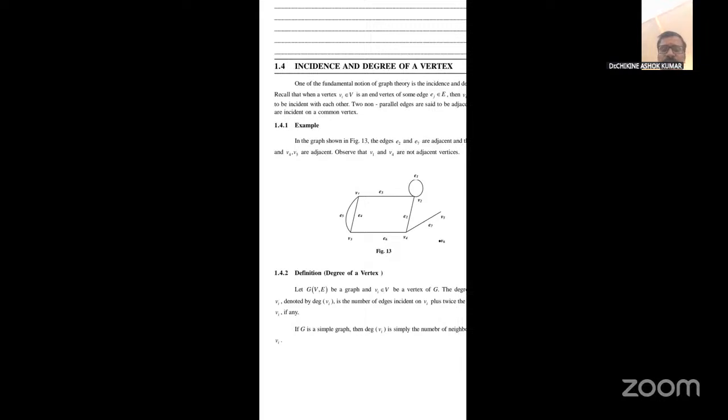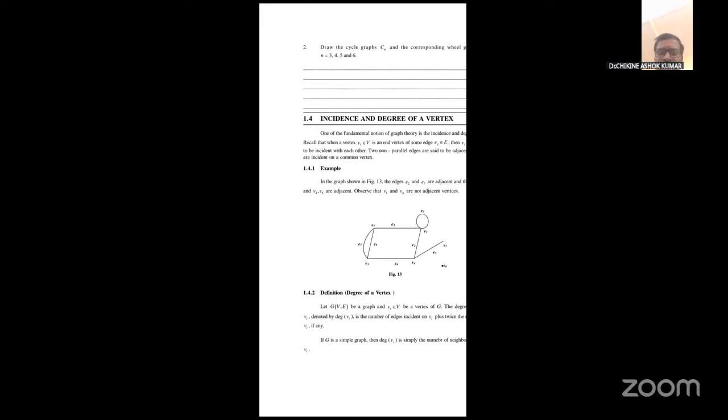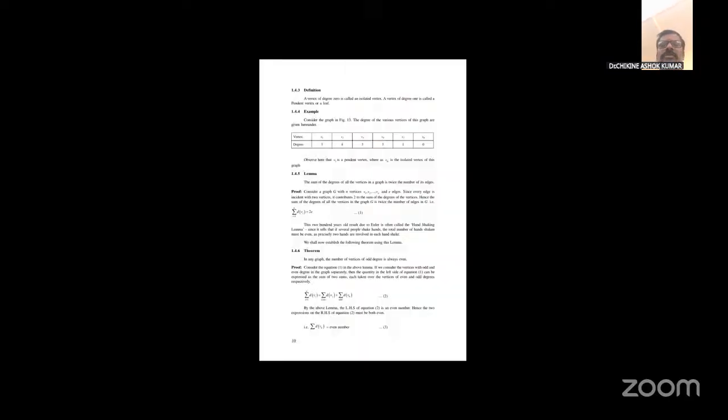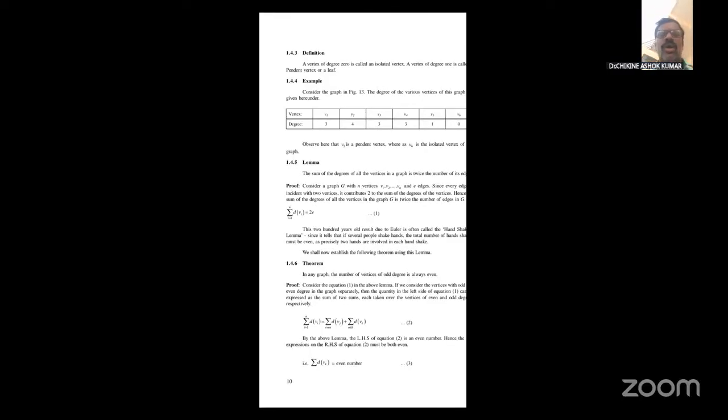If G is a simple graph, then the degree of V is simply the number of neighbors surrounding V. Okay. So here, I can take one example and count the degree of individual vertices.